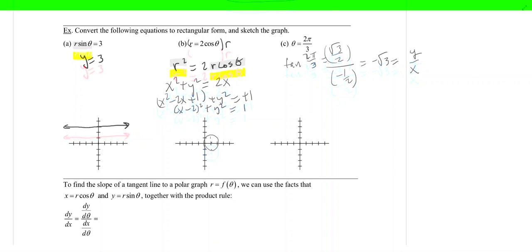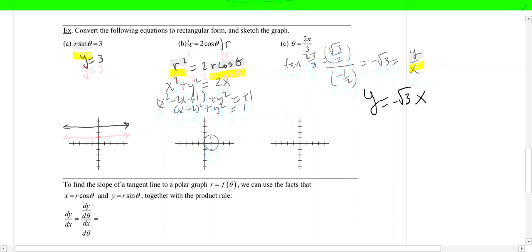We are going to solve for y by multiplying by x on both sides, and that gives us the equation y equals negative square root of 3 times x, which means it is a line with a negative slope that goes through the origin. I know that square root of 3 is somewhere between 1 and 2, because the square root of 1 is 1 and the square root of 4 is 2. So it's somewhere between a slope of negative 1 and negative 2, closer to negative 2. So I'm going to go a little bit less than a negative 2 and just draw a line in.